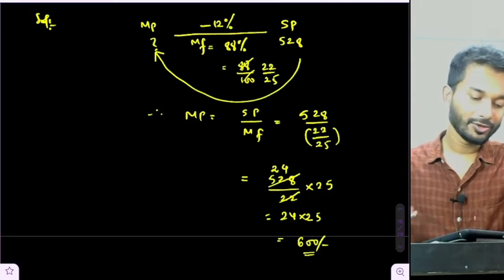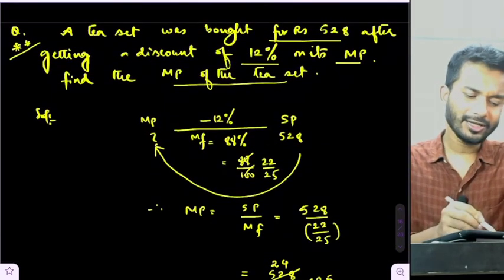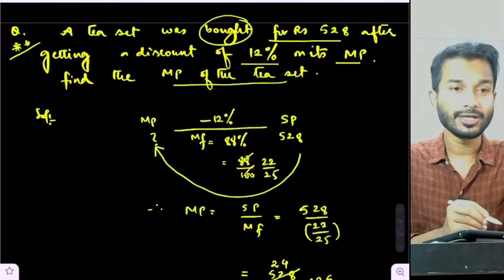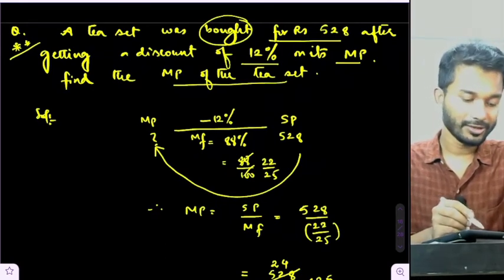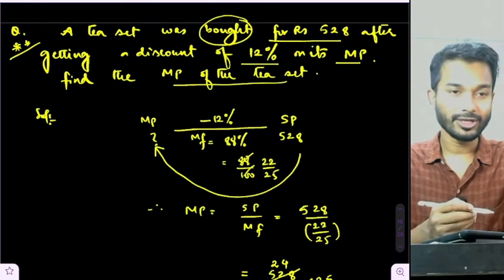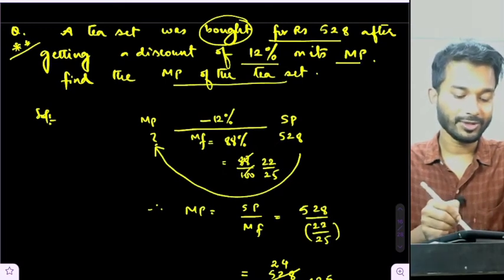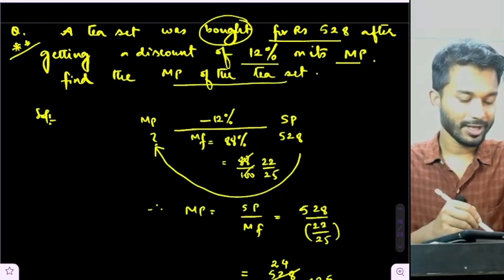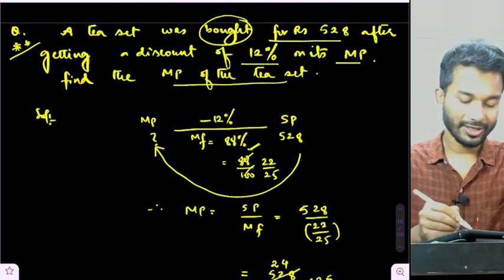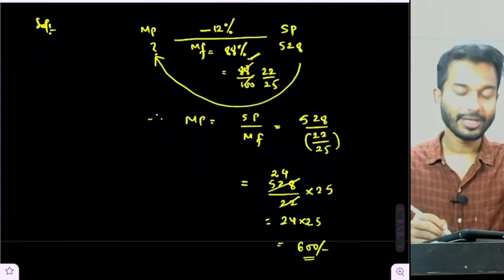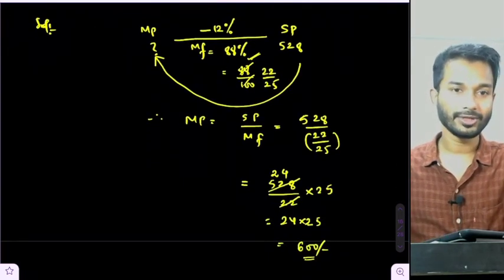It's a difficult one. You may think that a T-shirt was bought, and bought means cost price. But I told you, in this chapter we have to see from the shopkeeper's point of view. So if I have bought it, that means the shopkeeper has sold it for 528, and they are asking what is the mark price. It has offered a discount of 12%. So we find the multiplication factor, then we simplify and we get 600 rupees. Okay.